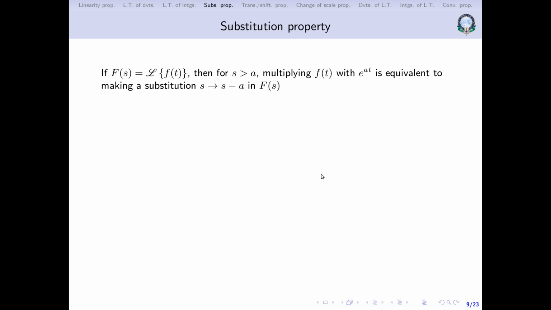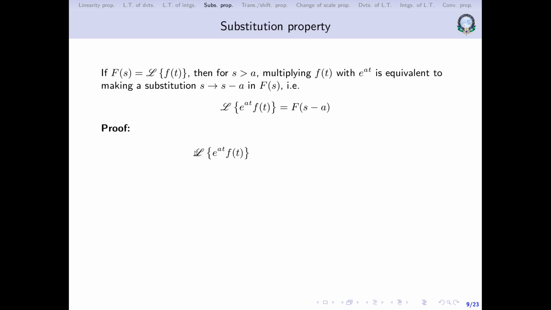Then the next property is the substitution property. What it says is, if capital F is the Laplace transform of small f, then for all values of s greater than a, multiplying the original function f of t with e to the power at is the same as making a substitution of s with s minus a in the Laplace transform. Essentially, I have a function and it has got a Laplace transform. If in the original function I multiply with e to the power at, that is the same as in the Laplace transform replacing s with s minus a. So that's the substitution property.